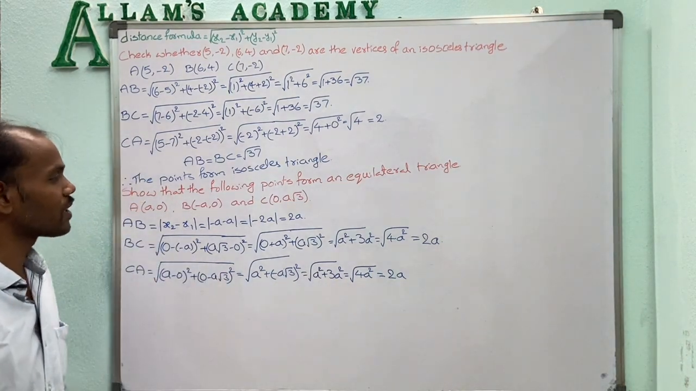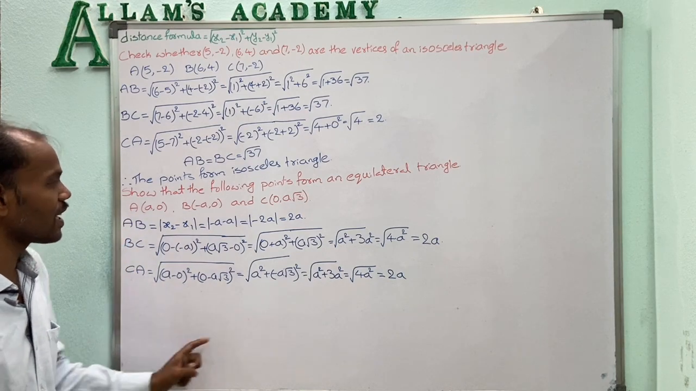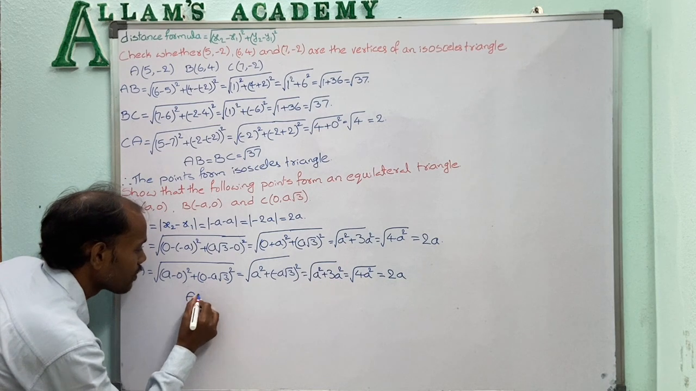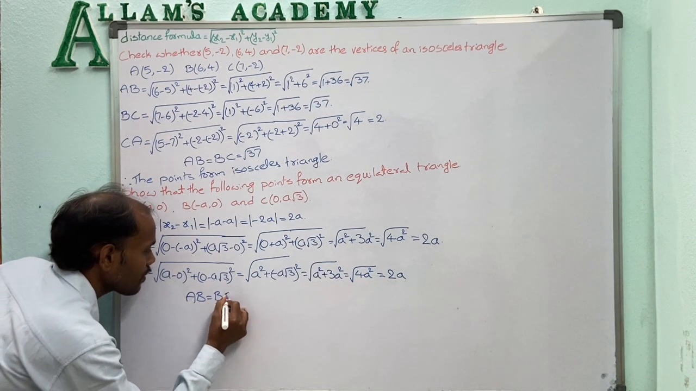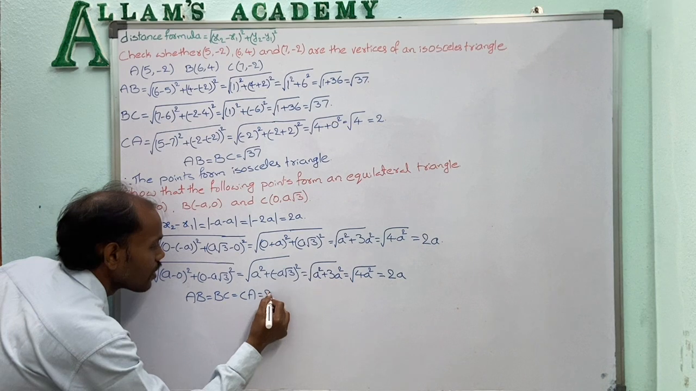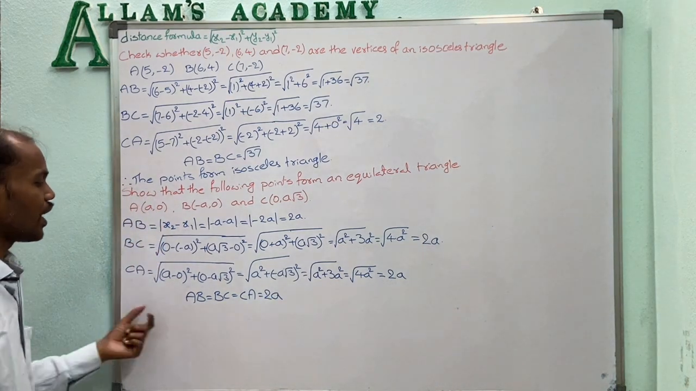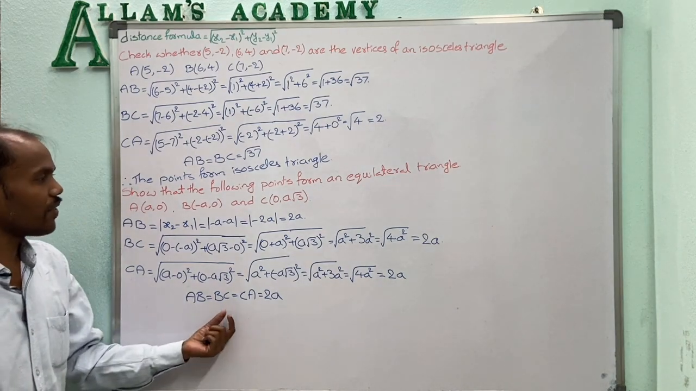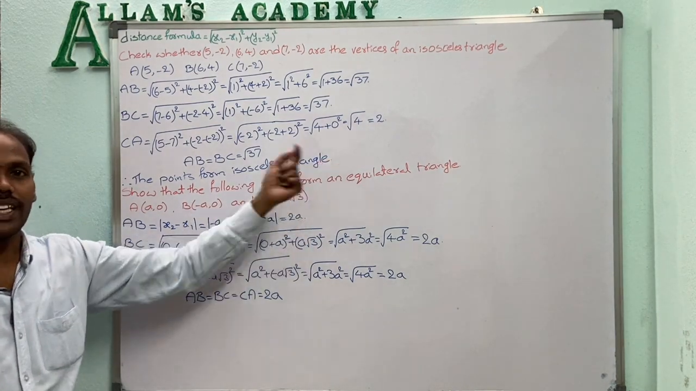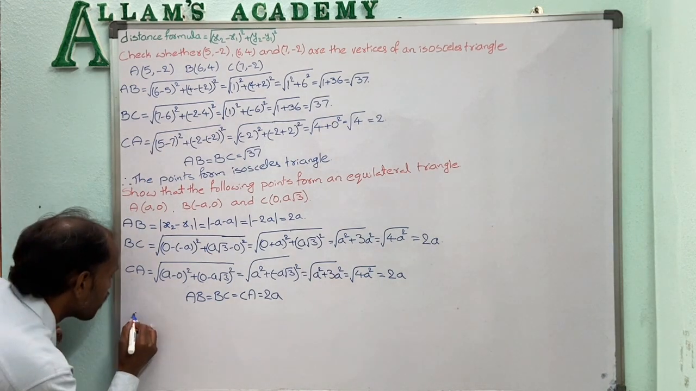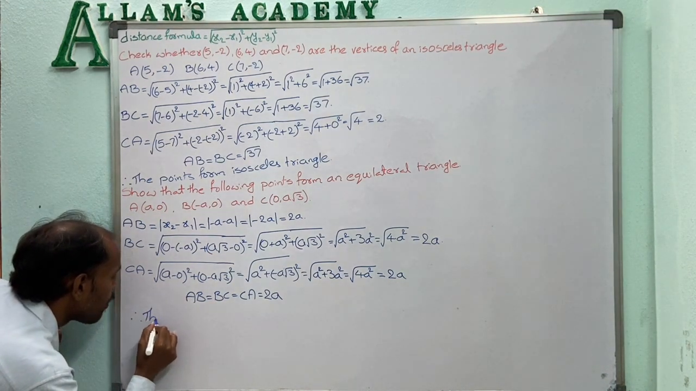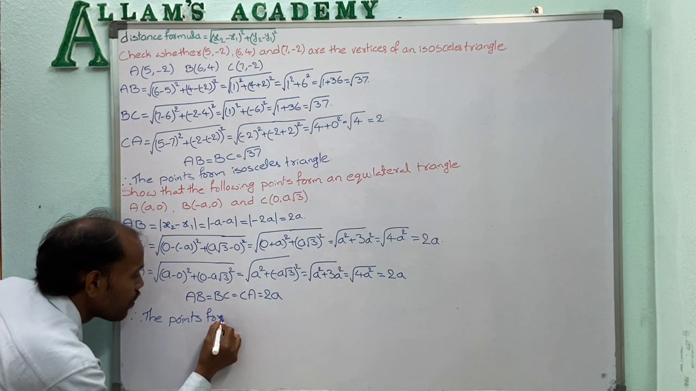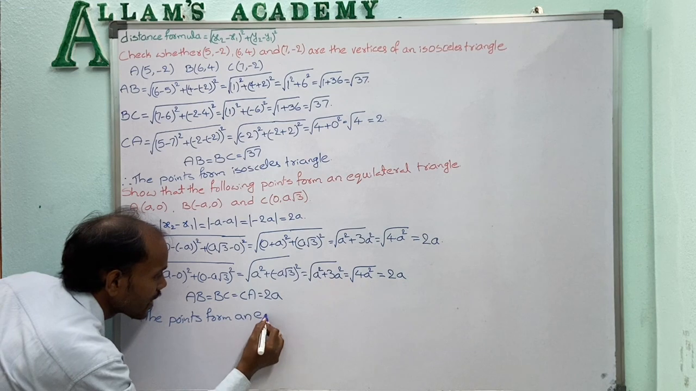Now if we observe, the lengths of the sides AB, BC and CA are 2a, 2a, 2a. All are the same. So the distance between any two points is the same. That means the given points form an equilateral triangle. Therefore the points form an equilateral triangle.